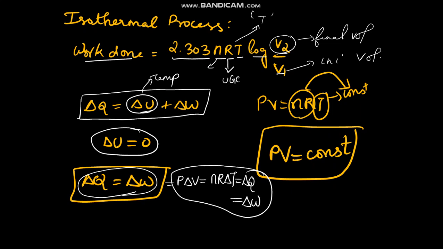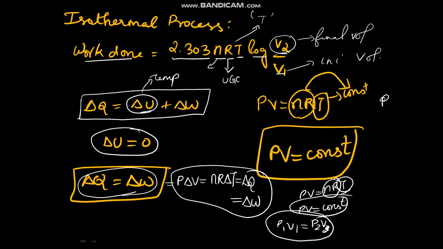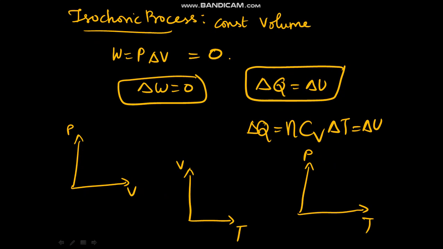So here PV is equal to nRT. So nR is a constant. In an isothermal process, temperature is also constant. So PV is constant for an isothermal process. So P1 V1 is equal to P2 V2. You must remember this for doing numericals. In the numericals video, we will do the numericals.